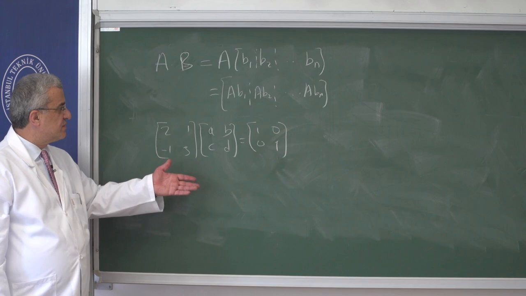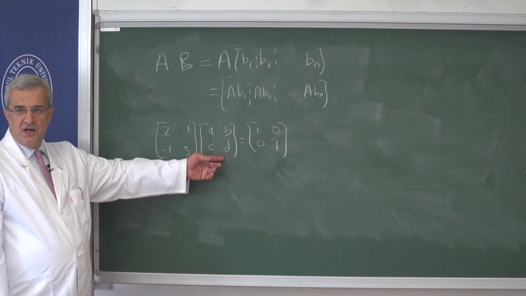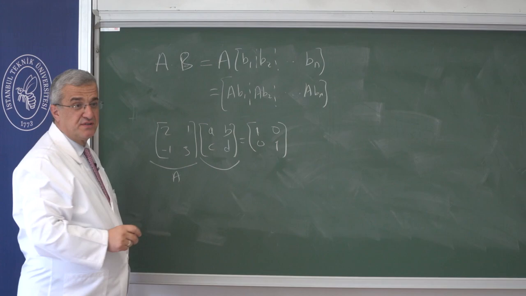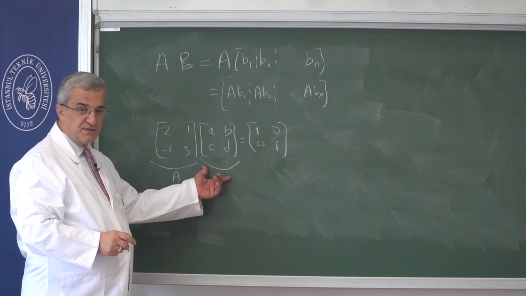What am I trying to do here? What would this be when I find the solution? This is A, and what would this be? A times something is what? This is called the identity matrix. If a matrix is multiplied with some other matrix and the result is identity matrix, that matrix is called the inverse of that. Or this is inverse of that, right?